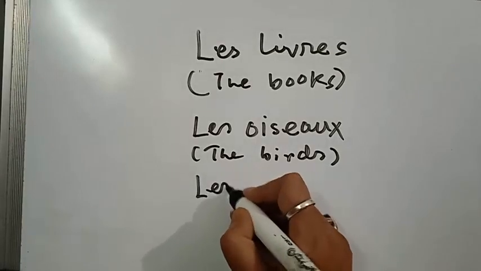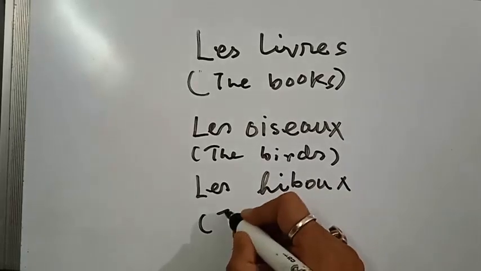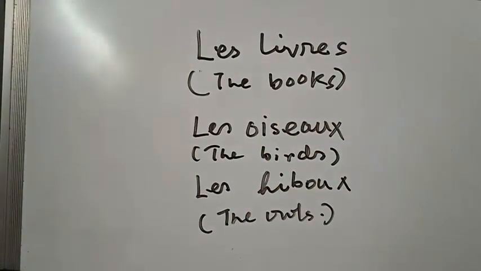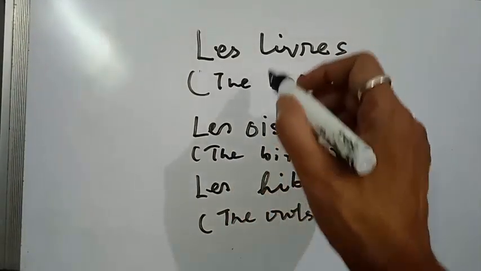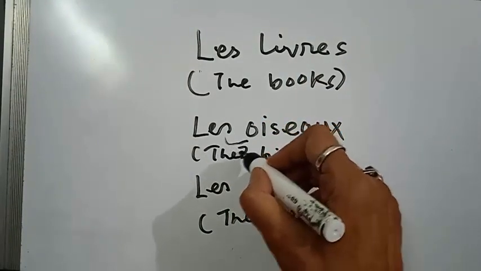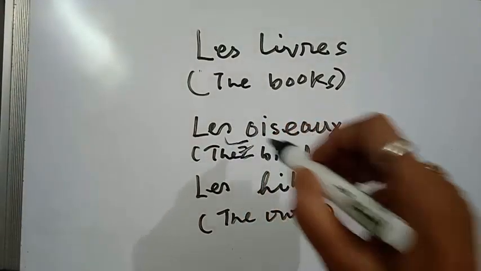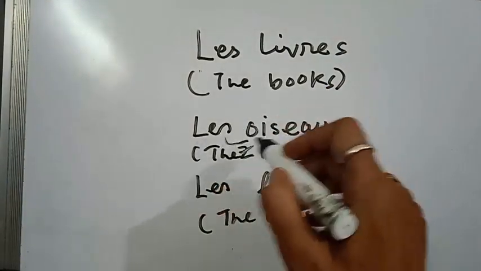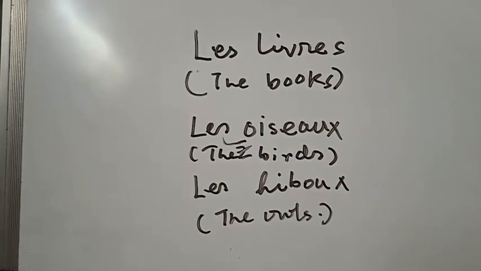Another word, les hibous, is an exceptional plural, the owls, more than one. So you are using les. But one thing also: in spoken French, les oiseaux, you have to join the words. The single S is pronounced like Z, and it joins with the next word starting with a vowel, so it becomes a Z-like pronunciation: les oiseaux, les hibous.